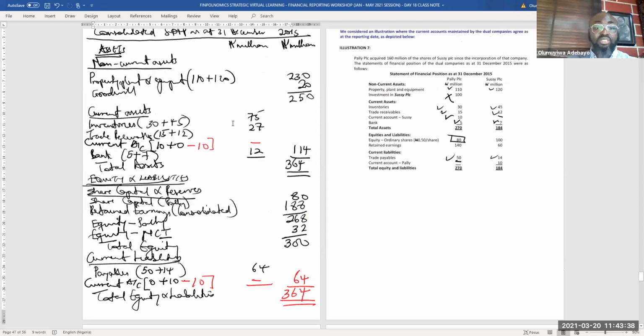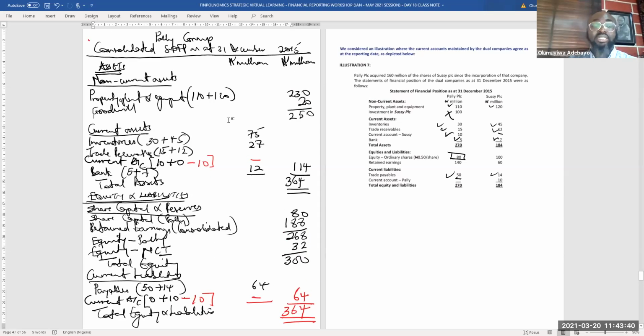That is how you eliminate intercompany balance. Now, again, the question might not come in this way. Even though in real life, when you are preparing your account, you are the one that is even classifying or grouping it. You know what is intercompany.